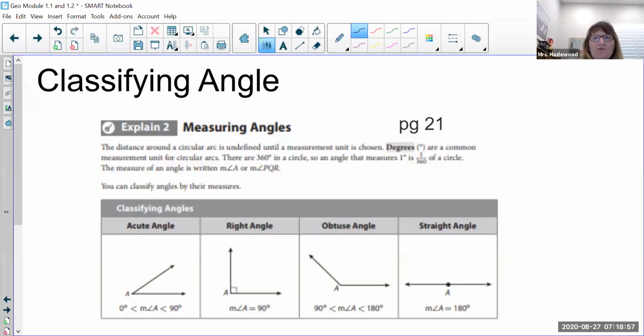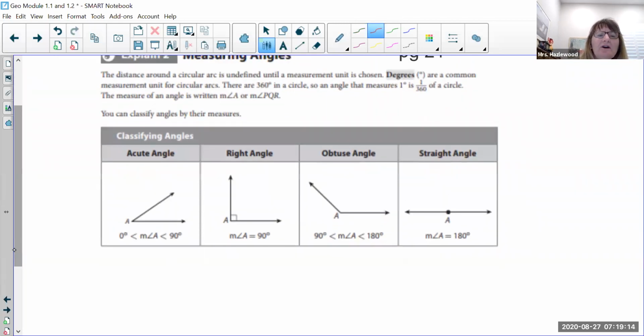Okay, so you, like I said, were probably introduced to these concepts in fourth grade. So you know what an acute angle is. When I'm talking about the measure of an angle, I use the lowercase m. So when I'm talking about the measure of angle A on an acute angle, it is greater than 0 degrees and less than 90 degrees. So that's the measure of the angle.